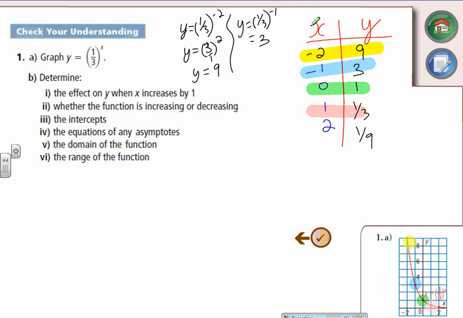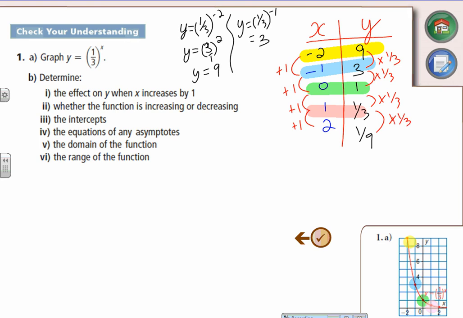Now we ask the question, what happens as x increases by 1, what's happening to the y? Well, let's go to our table of values. That's where it's nice to have this table of values. We increase that by 1, increase that by 1, increase that by 1. What's happening on the other side? From 9 to 3, you might say, hey, I divided by 3. I'm going to say it a little bit differently. I'm going to say I multiplied by 1/3. And then I multiplied by 1/3, multiplied by 1/3, multiplied by 1/3.